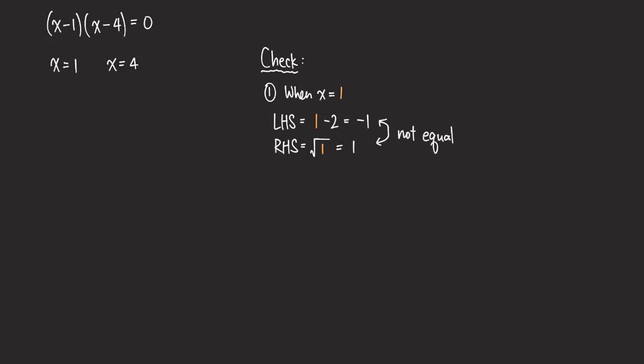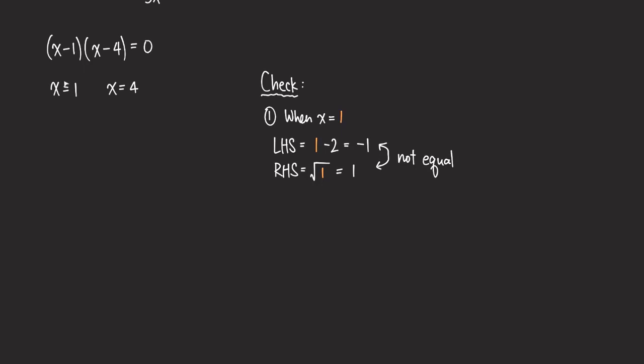Okay, so if they're not equal, that means x equals 1 does not satisfy the original equation. And so that means what? We actually need to cross out this one. This is an extraneous solution, but it doesn't mean that x equals 4 will work. We still need to check it.